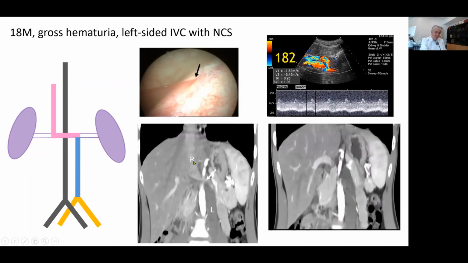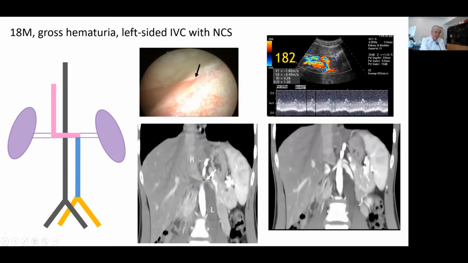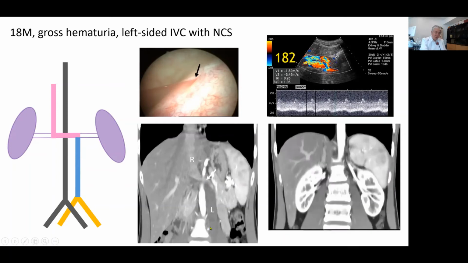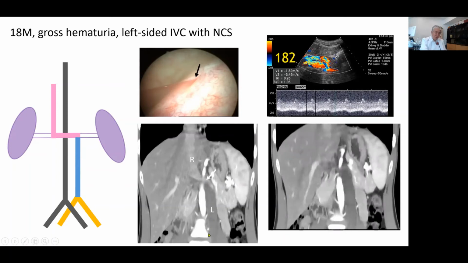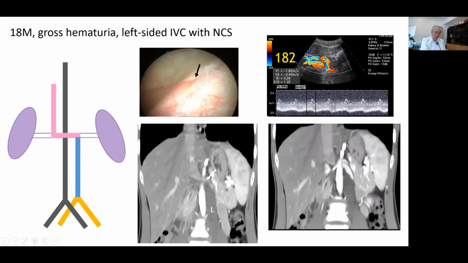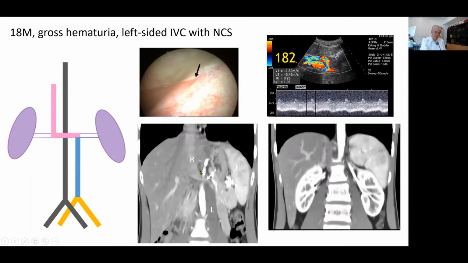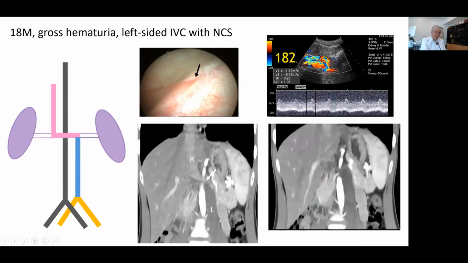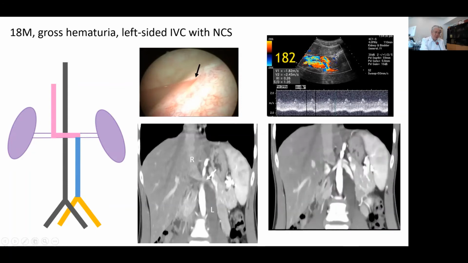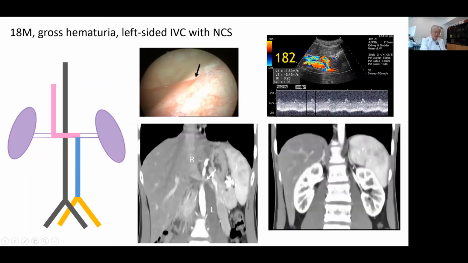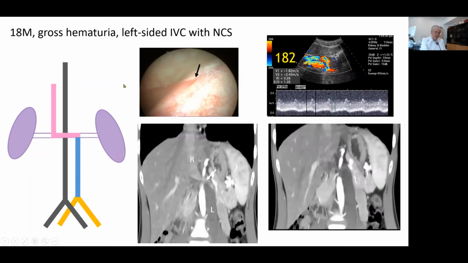Anatomically, the left renal vein is not narrow, but blood from the left kidney should compete with the large amount of blood from the left side inferior vena cava, causing functional or hemodynamic Nutcracker phenomenon. And the spectral Doppler confirms Nutcracker phenomenon with a peak flow velocity of 182 centimeters per second.